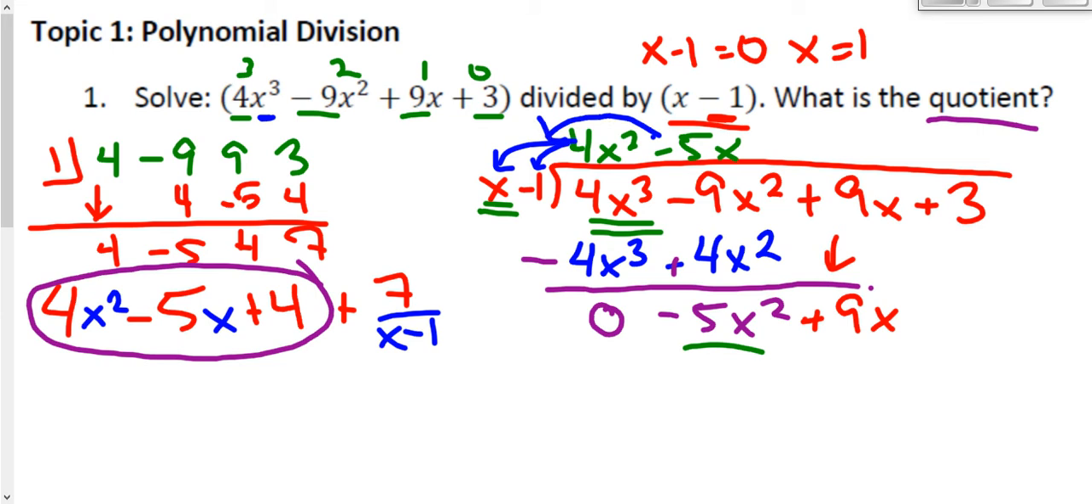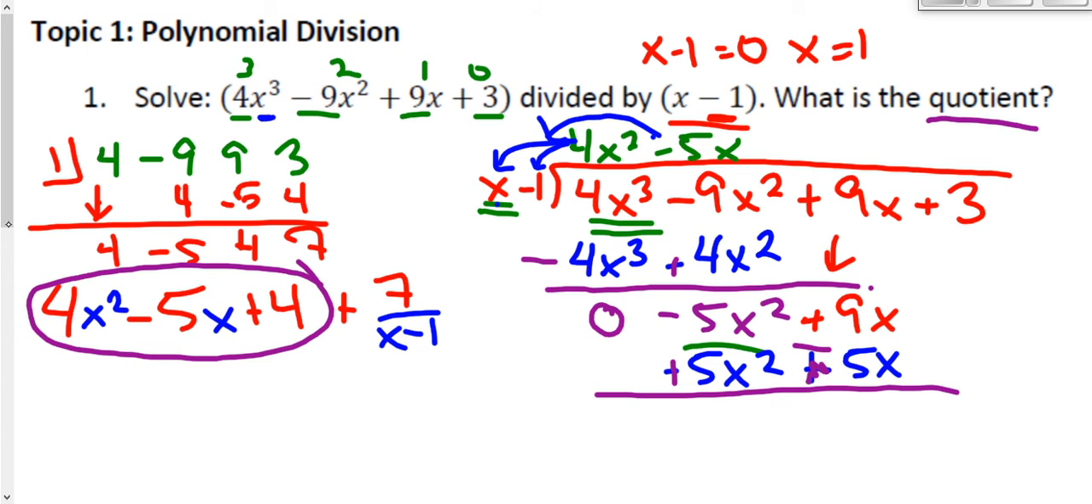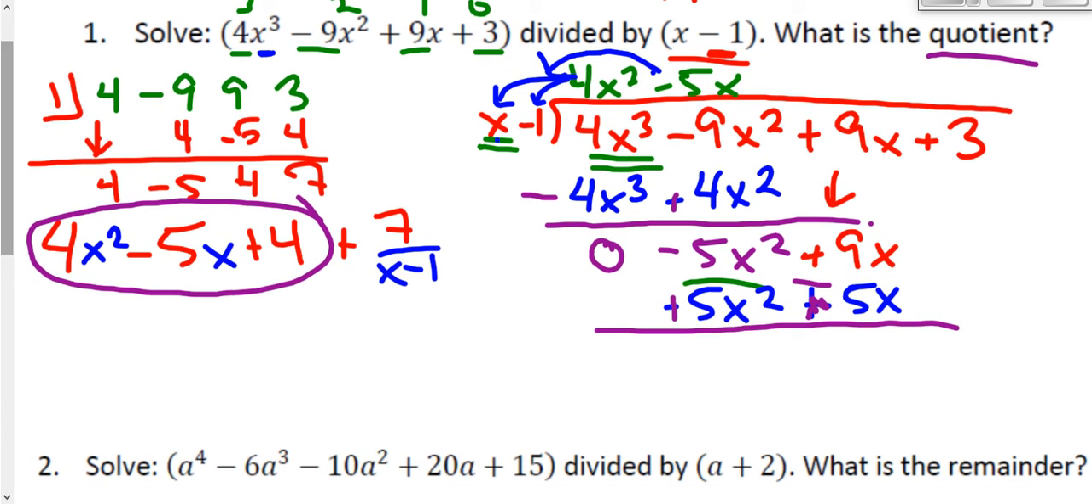So negative 5x times x is negative 5x squared. That's exactly what I wanted. And negative 5x times negative 1 becomes positive 5x. Now in the next step, we're going to go ahead and subtract, so I line this up, change all of my signs, and then I'm ready to add up and down. So negative 5x plus 5x is going to be 0, and 9x minus 5x is 4x. And I'm ready to go ahead and do this one more time.